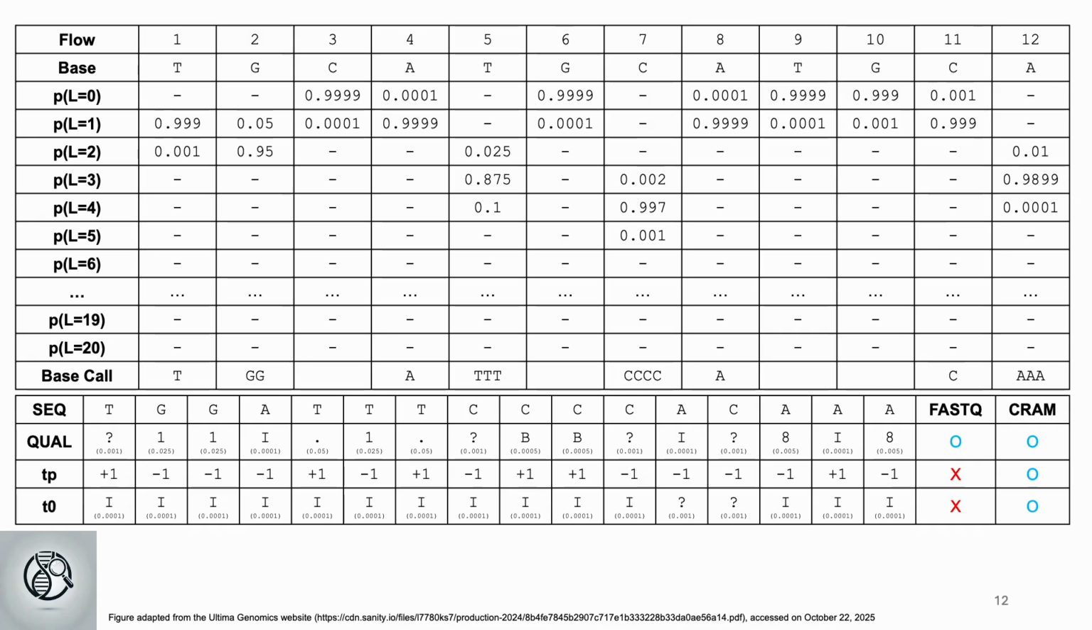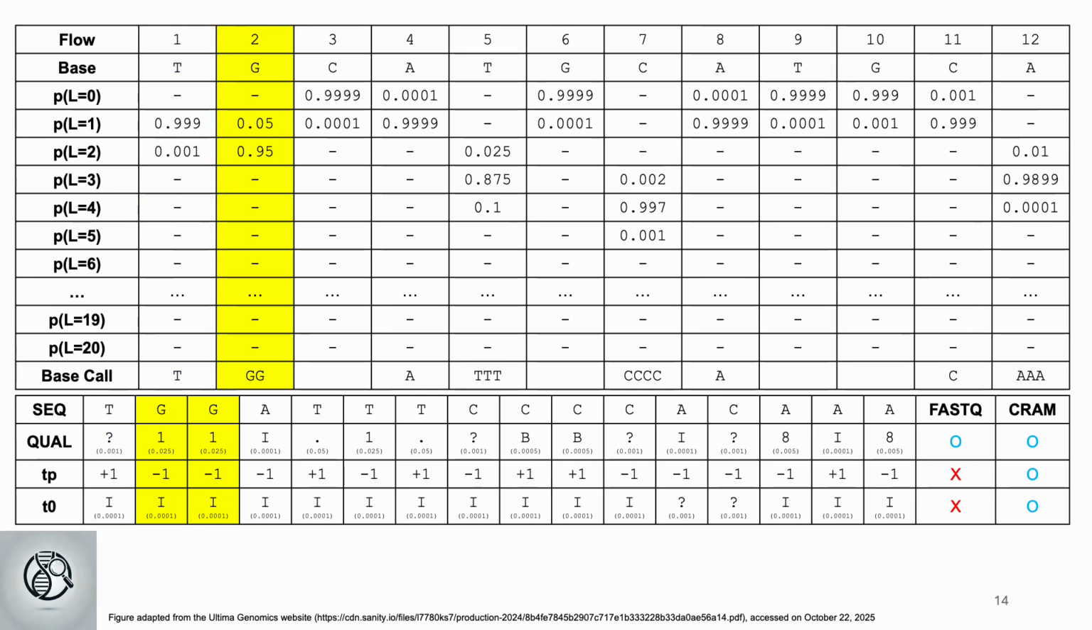Here we have a probability matrix used to calculate quality scores, the TP tag, and the T0 tag. The first flow is T, with a most probable length of 1, so the called base is T. There's also a 0.001 probability for a length of 2, representing the error probability, encoded as the ASCII character, a question mark. The TP tag is +1 since the error would make the called length longer. The T0 tag is a capital I, corresponding to 0.0001, Phred score 40.